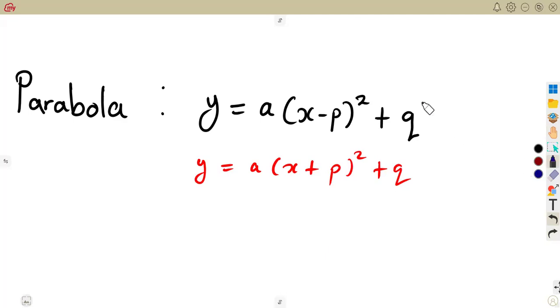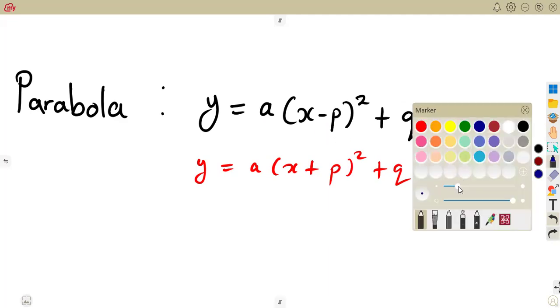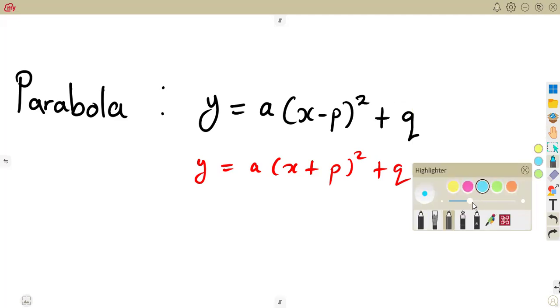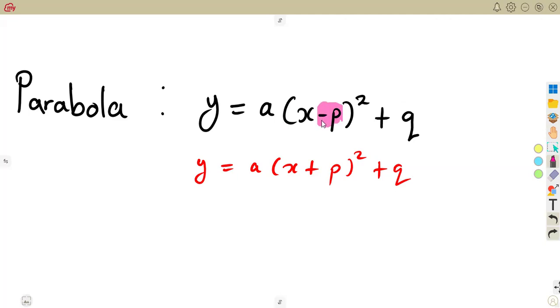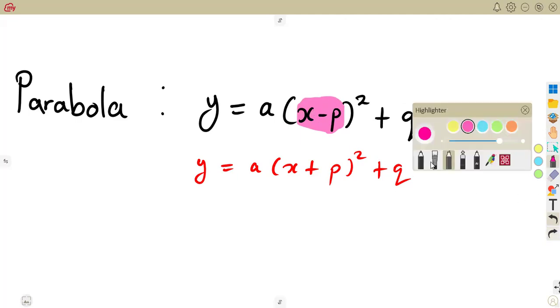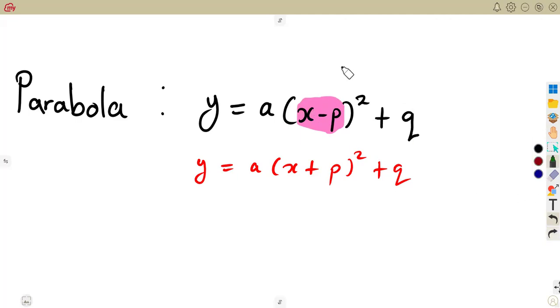This is the turning point concept. All right. The part that is inside the bracket is the one that is important, that I want you to be very, very careful with. This part, x minus p, this part is important. You are going to equate that part to 0. It shows the turning point concept.